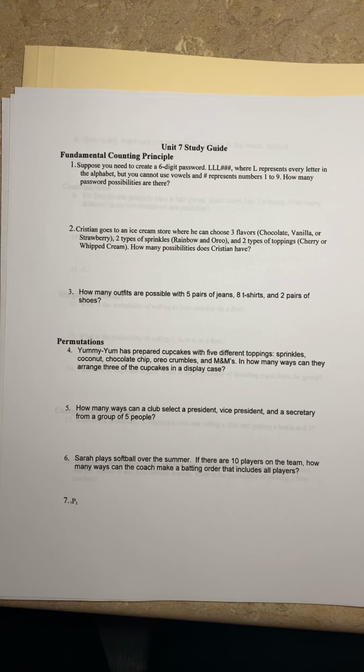So the first thing we learned was the fundamental counting principle. Remember, that's when you have different possibilities of having things happen. That was the easiest one of finding out the possibilities, because all you do is multiply whatever amount of events you have.